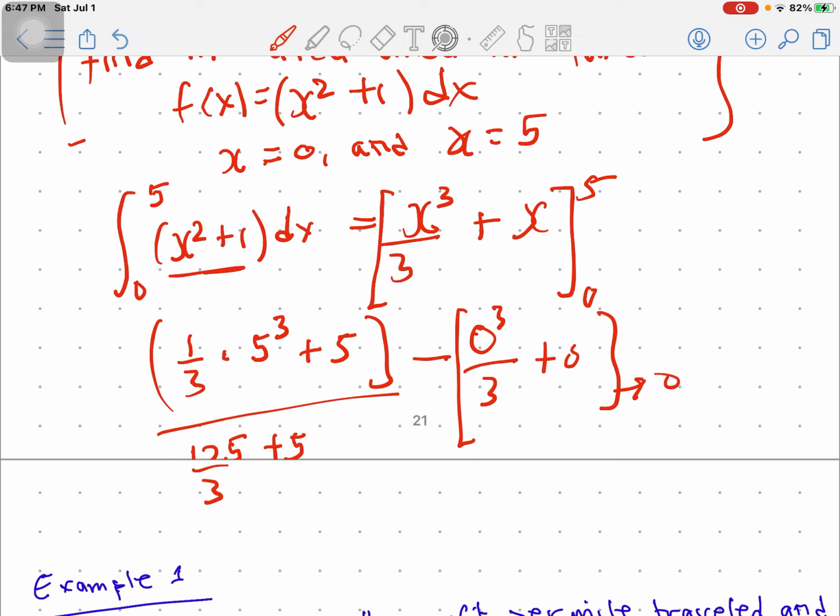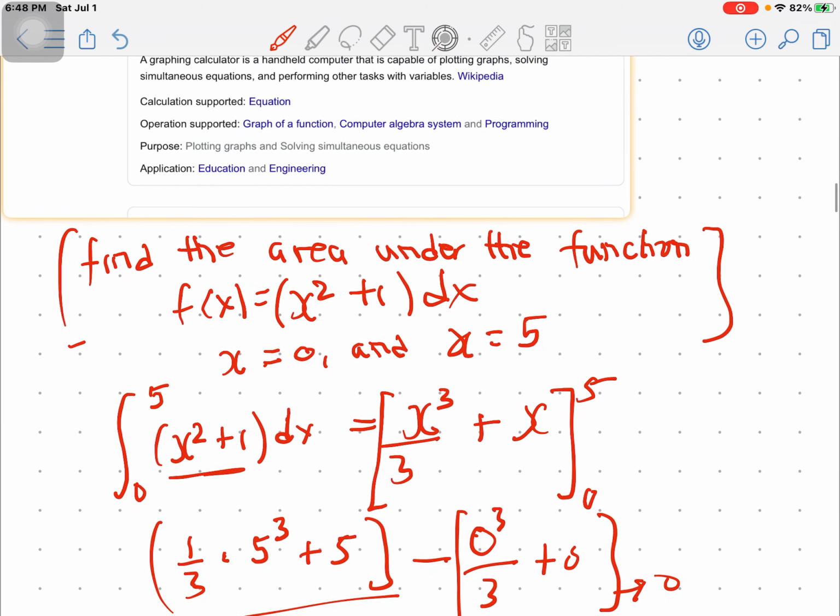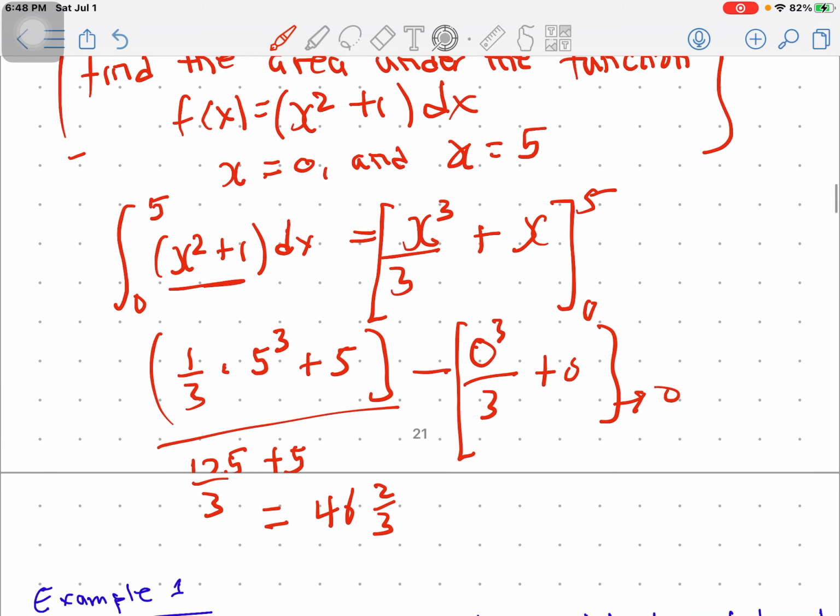And at the end of the day, we are going to get 46 whole number 2 over 3. You can also try to express it in decimal form. You don't have a problem with that, right? So this is a simple illustration using the fundamental theorem of integral calculus.